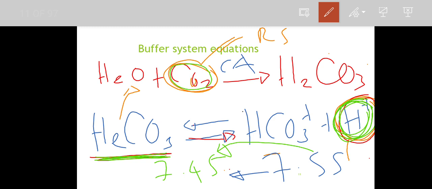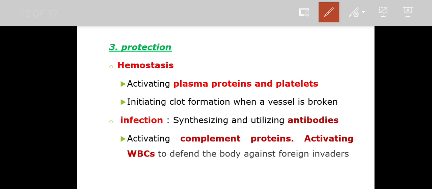So now let's continue with the third function of blood. The third function of blood is that it plays some kind of hemostasis. Hemostasis is basically involved in the clotting mechanism. When you cut yourself and blood is coming out, continuous loss of blood can cause conditions like shock and other things. So we don't want that. So we initiate clot formation when a vessel is broken, so that it can be fixed. So it has offered protection.